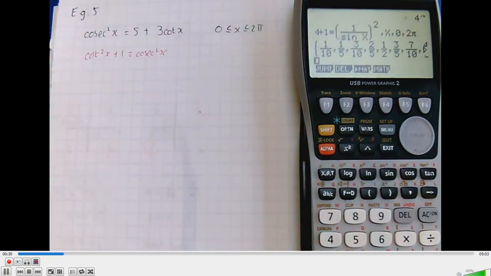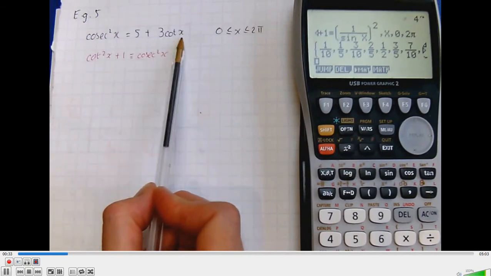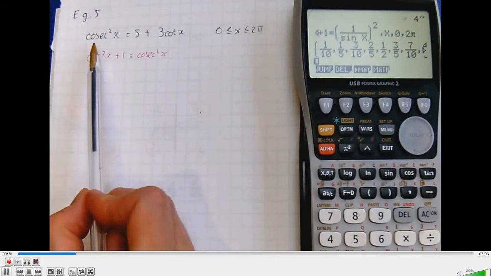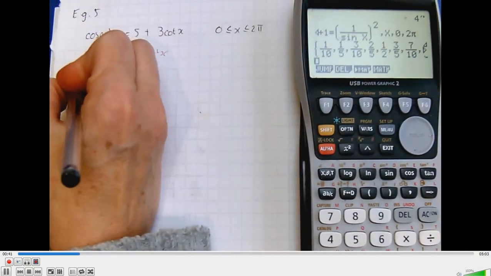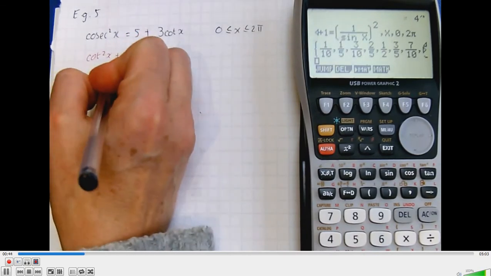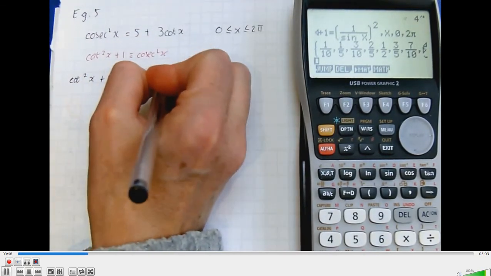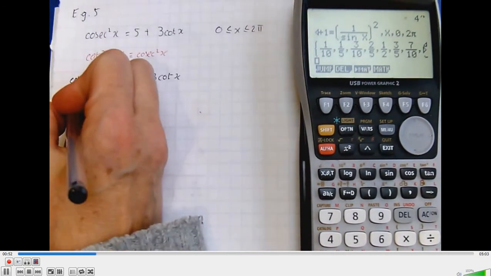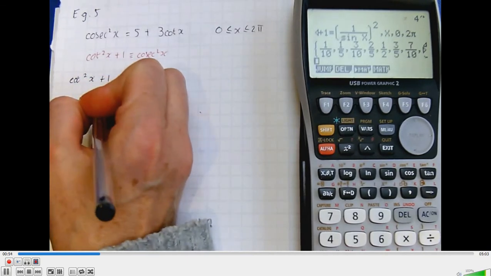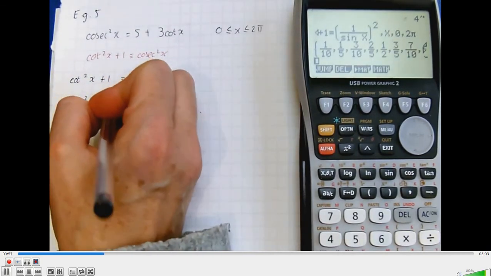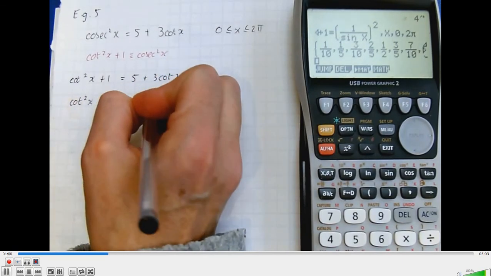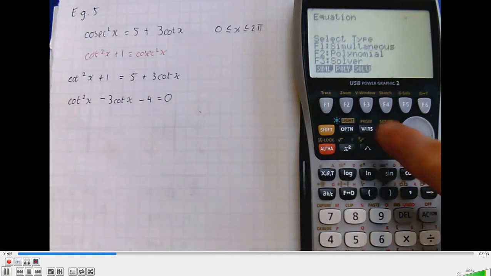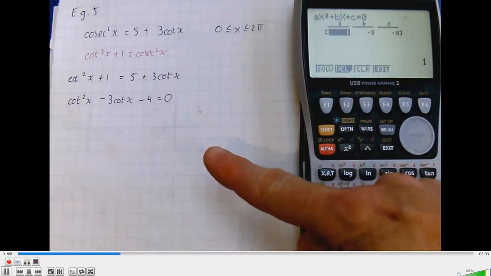What we're aiming for is a quadratic in the function that doesn't have a squared in it. So we're going to replace the cosec squared and write it in terms of cot. So the left hand side is cot squared x plus 1. The right hand side hasn't changed. This is now a hidden quadratic. I'm going to write it so that it's equal to 0. And then I can use my calculator to work out the different values of cot.